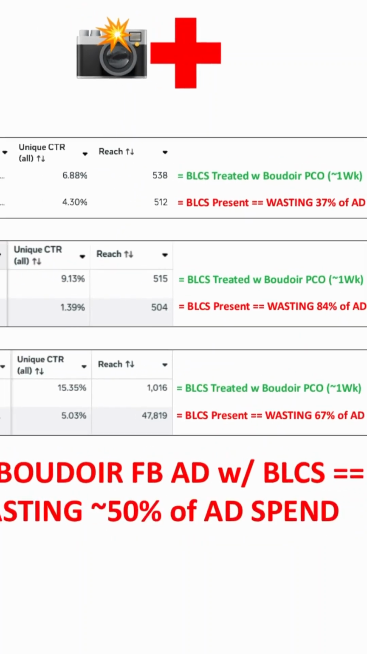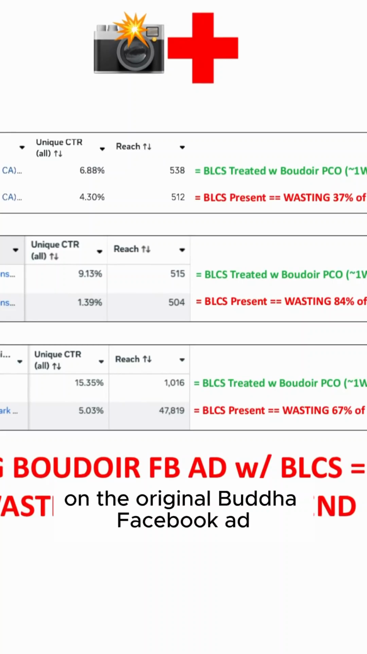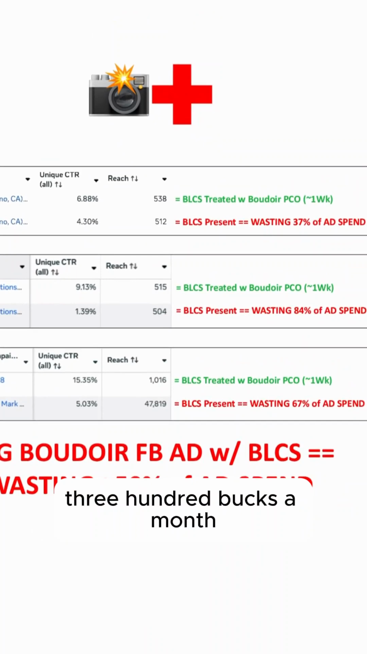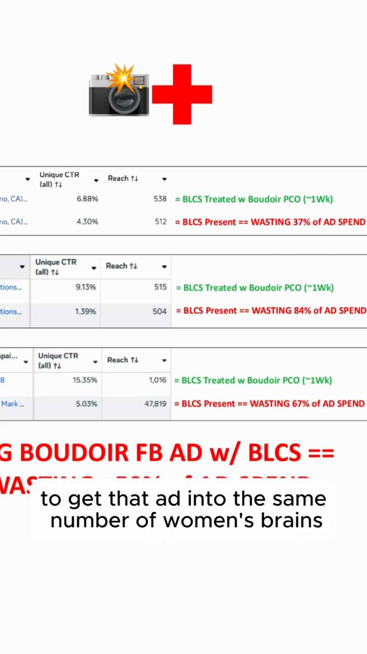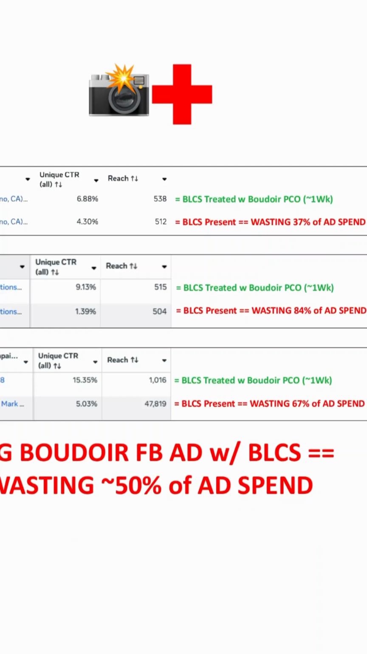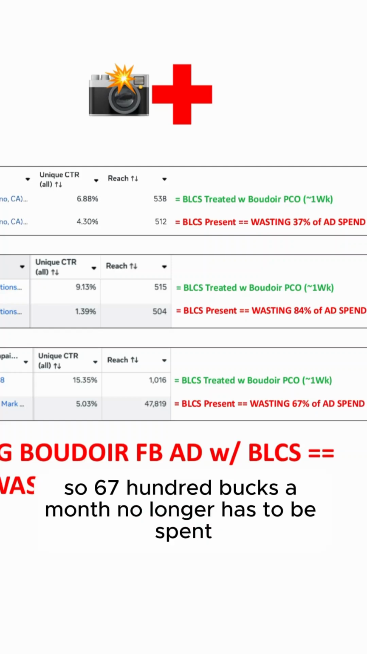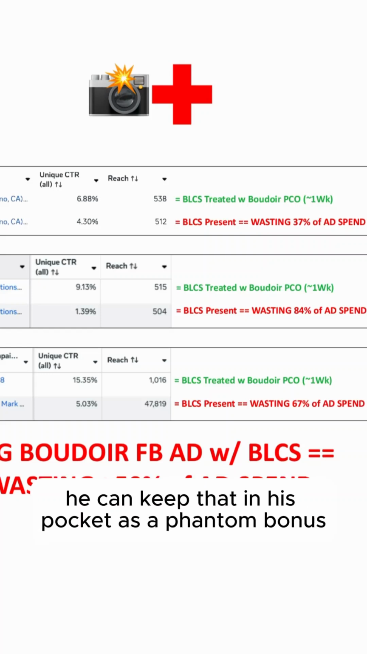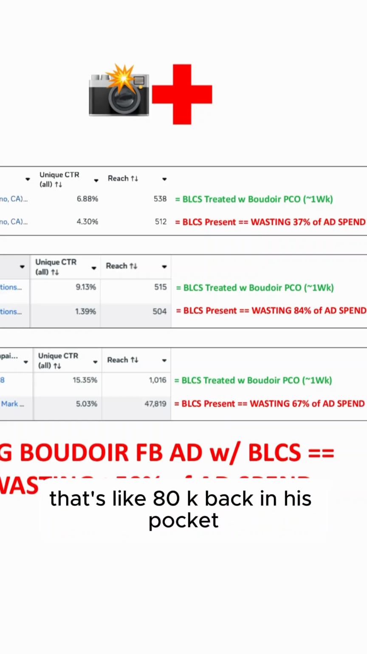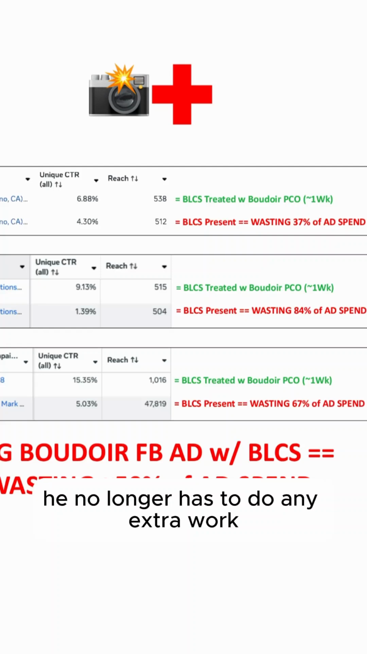So if he spent 10 grand a month on the original Boudoir Facebook ad, he now only has to spend $3,300 a month with the Boudoir Pico treated ad to get that ad into the same number of women's brains in both scenarios. So $6,700 a month no longer has to be spent. He can keep that in his pocket as a phantom bonus, and that's perpetual. Over the next 12 months, that's like 80K back in his pocket, and he no longer has to do any extra work.